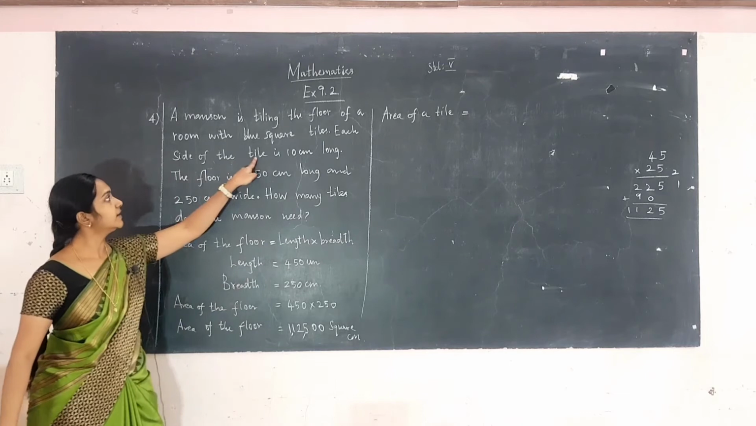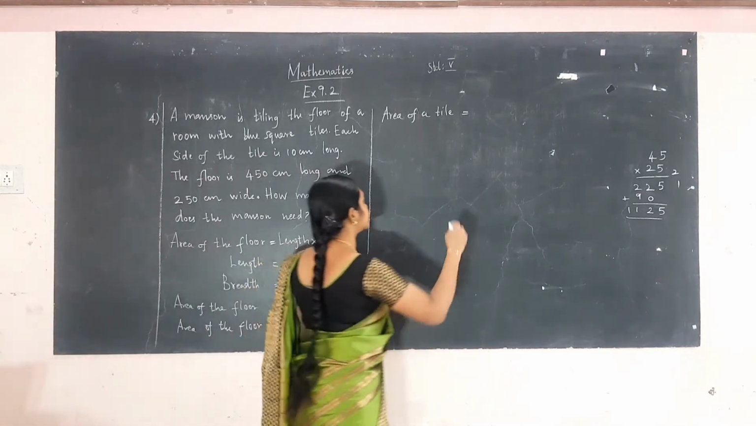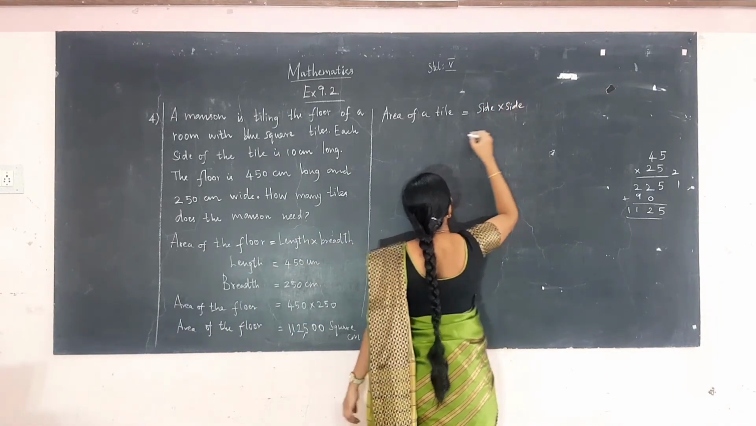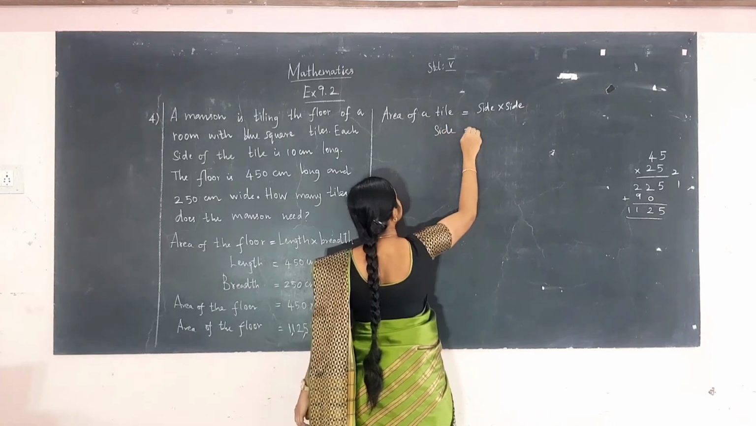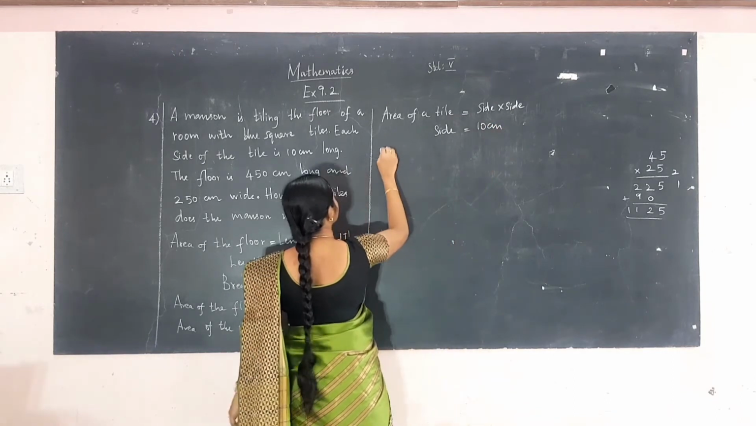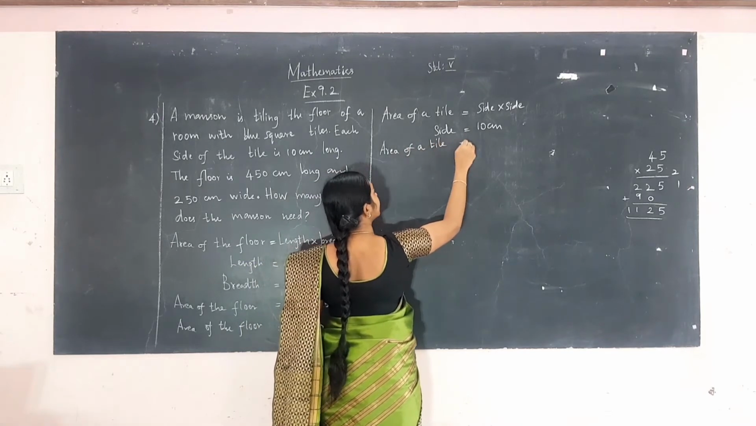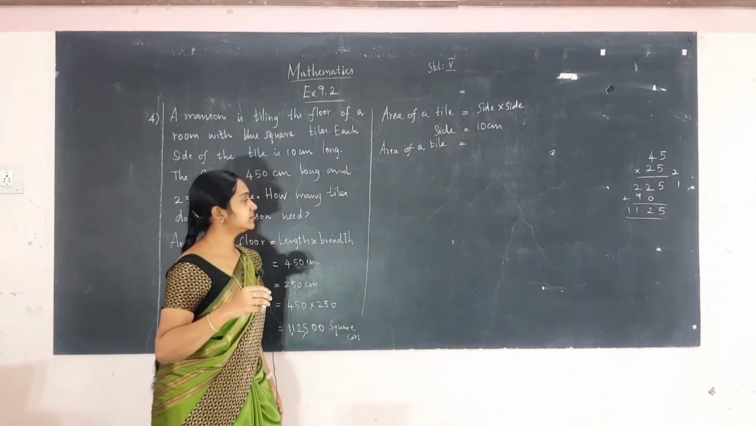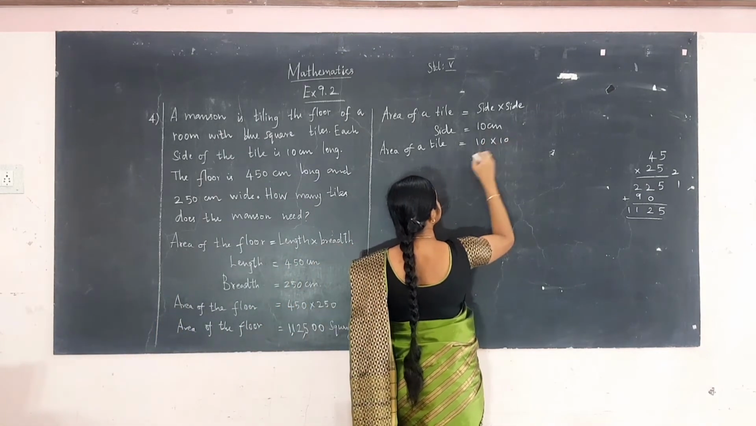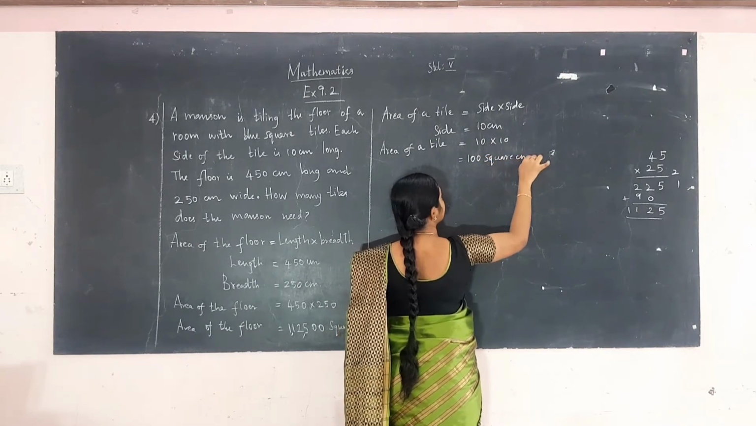For the tile only one measurement is given, so it must be a square. So area of a tile is equal to side into side. Side is given as 10 centimeter. Area of a tile is equal to 10 into 10, that is equal to 100 square centimeter.